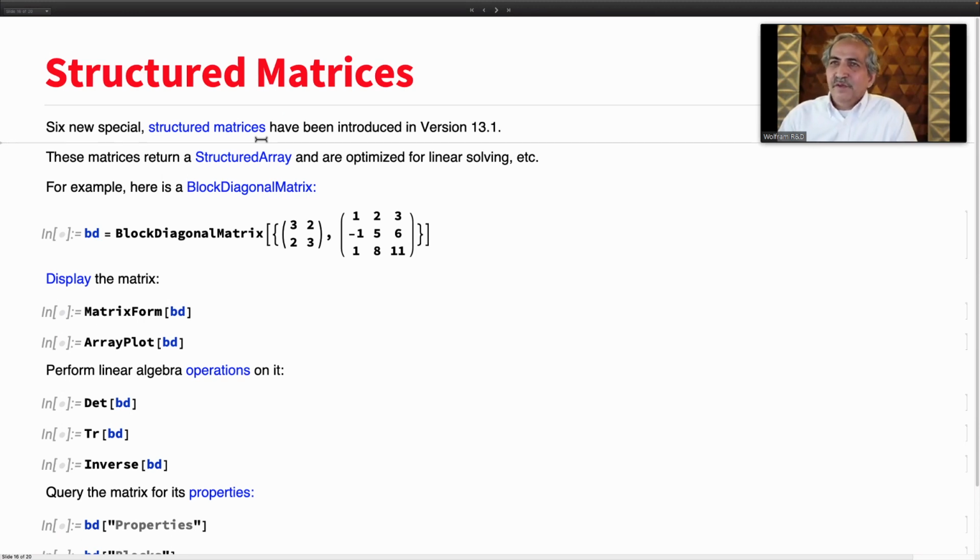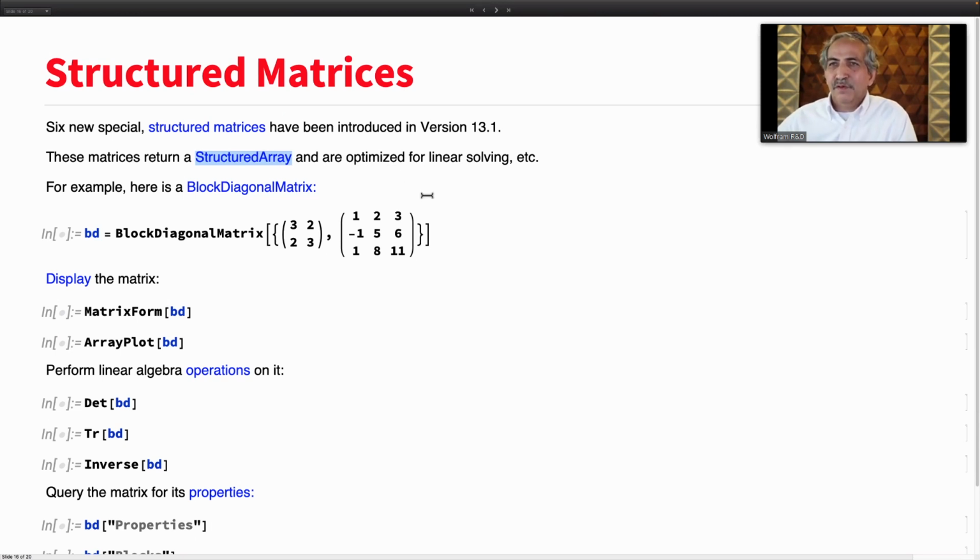So these matrices will not give you the answer straight away. They'll return something called a structured array, which kind of encodes the answer, but doesn't give it to you unless you are eager for it. So the point is that these have been optimized for all kinds of operations.